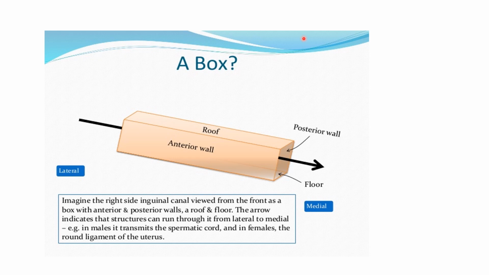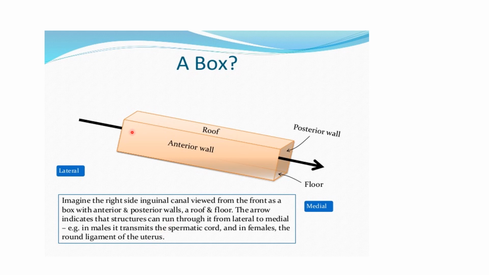So if I consider a right-sided inguinal canal as an example, it is like a box which has four sides. Imagine the right-sided inguinal canal viewed from the front as a box with anterior and posterior walls, a roof and a floor. The arrow indicates that the structures can run through it from the lateral to the medial end. In males it is the spermatic cord, and in females it is the round ligament of the uterus.